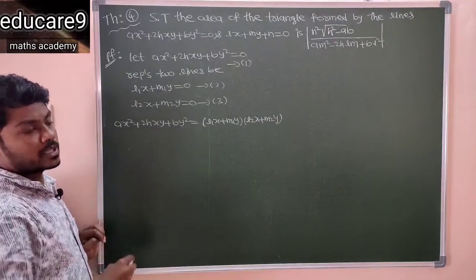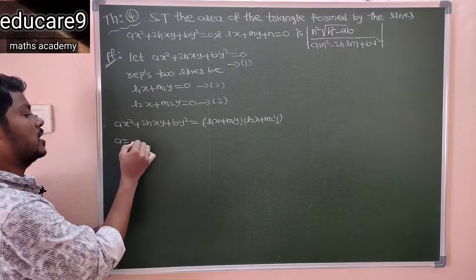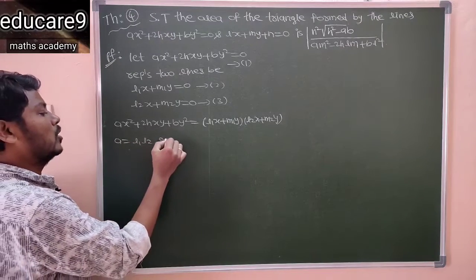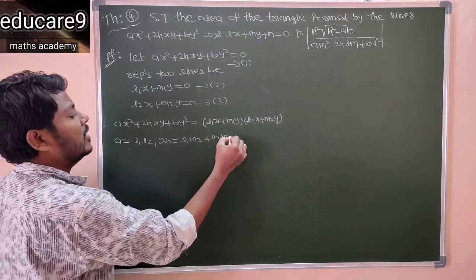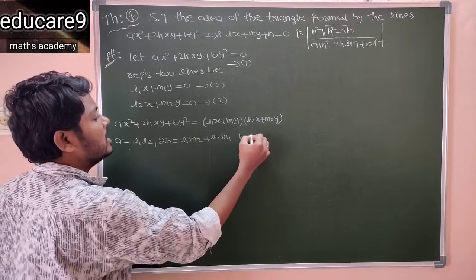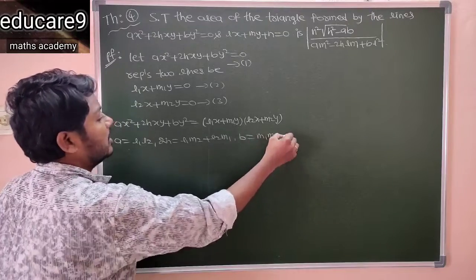Now comparing the coefficients, I am writing directly. So A equals L1 L2, 2h equals L1 M2 plus L2 M1. Next, B equals M1 M2.